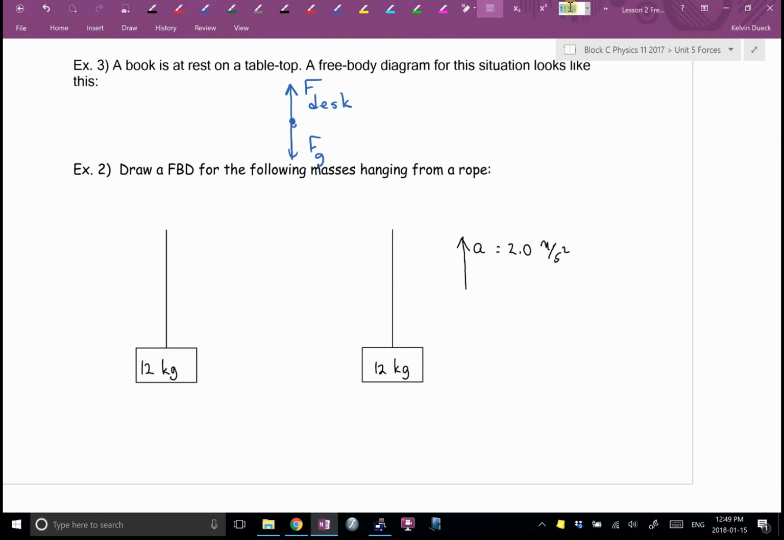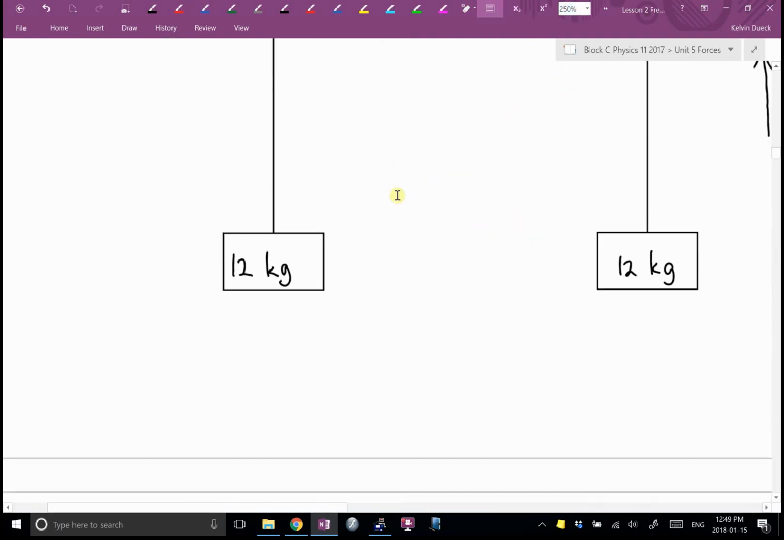Example 2 says, draw a free body diagram for the following masses hanging from a rope. So I'm going to represent the mass with a dot. What are the forces acting on it? Get the obvious one. What did I say the obvious one was if you're near the Earth? So let's draw gravity down. Is this mass accelerating? No. So that means the forces have to be balanced. So I'm going to draw an identical length arrow pointing up.